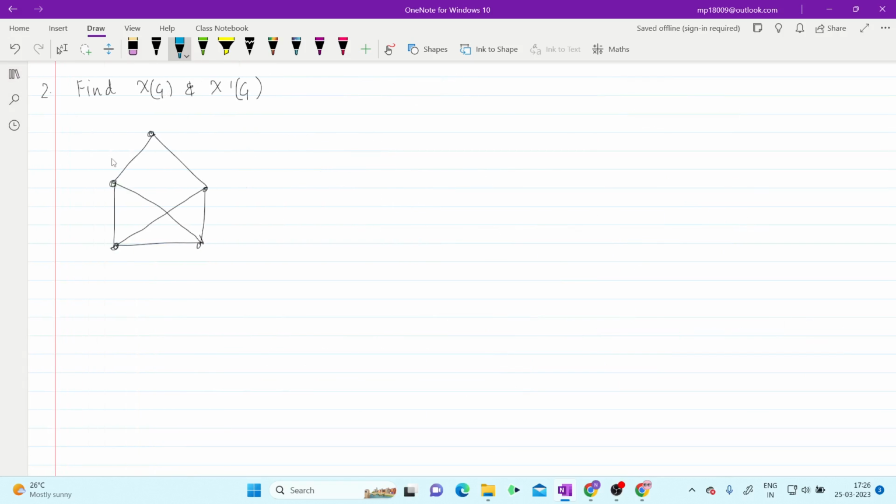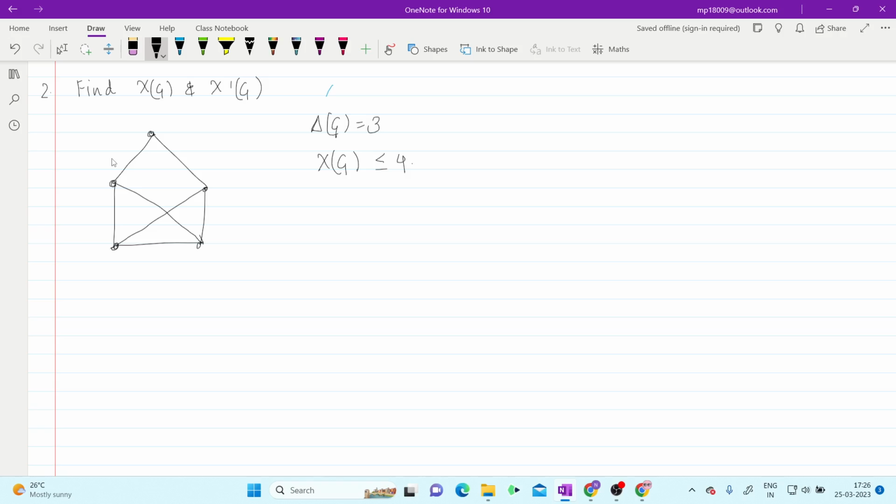What about this graph? First of all, what is the maximum degree of this graph? 3. Yes, the maximum degree of this graph is 3.